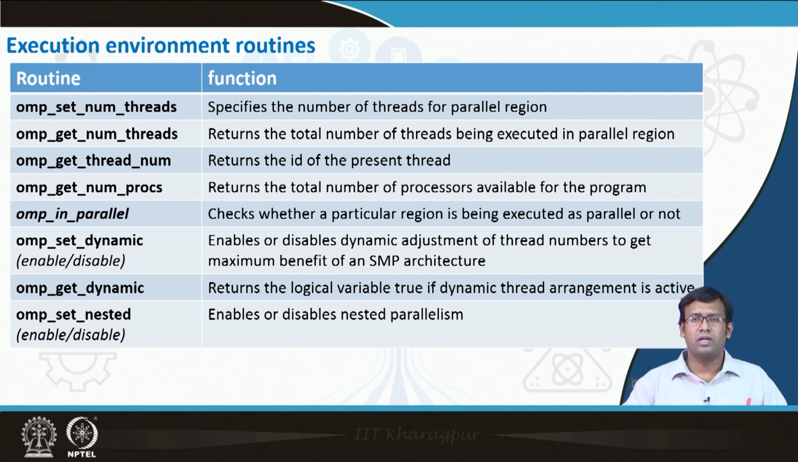You might have to run an if loop over a particular thread, so that a particular thread will do something else than the other thread. So you need to know the number of the thread. OMP get thread num will return the ID of the particular thread.